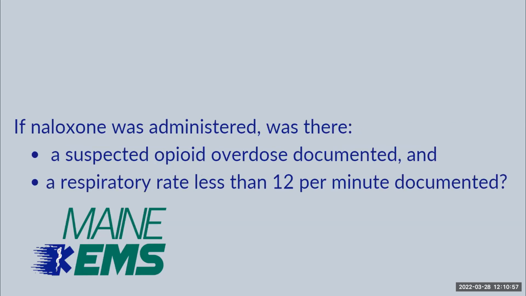The next question is, if naloxone was administered, was there a suspected opioid overdose documented and a respiratory rate of less than 12 breaths per minute documented? Yellow number 1, which is the poisoning overdose protocol for naloxone administration, indicates for a suspected opioid overdose and when the patient is having respirations of less than 12 breaths per minute to administer naloxone.